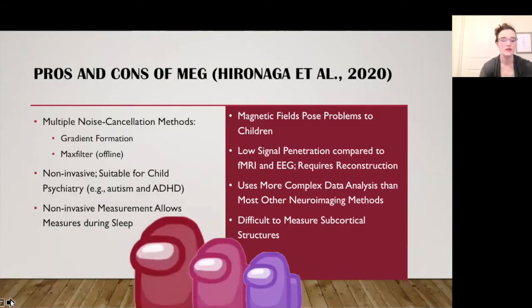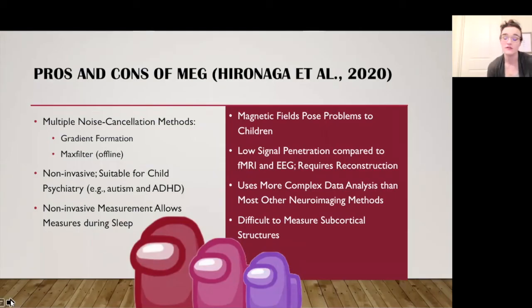So now we have the pros and cons. We have a good balance, as per usual, with this neuroimaging. We have multiple noise cancellation methods as a pro. MEG uses both gradient formation and an offline max filter. Noise cancellation not only good for MEGs. Noise-canceling headphones are also a great way to get a good night's sleep.